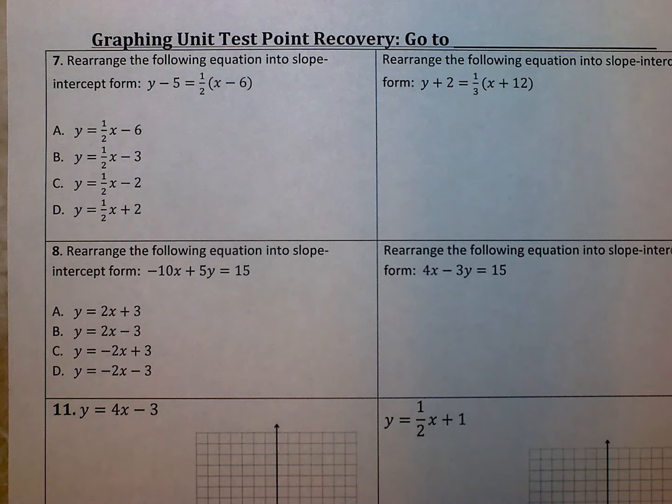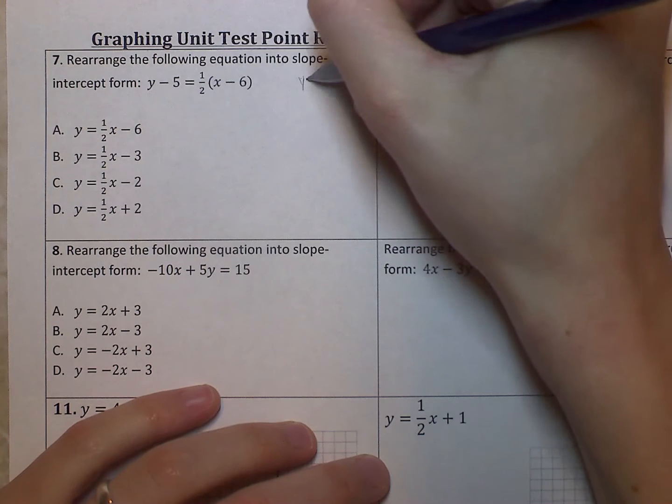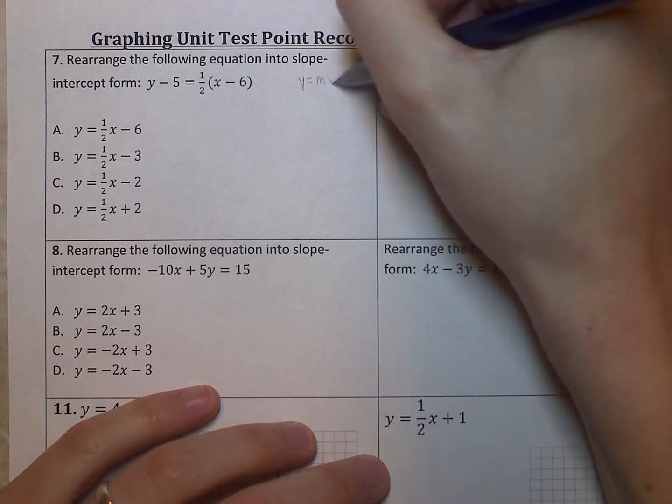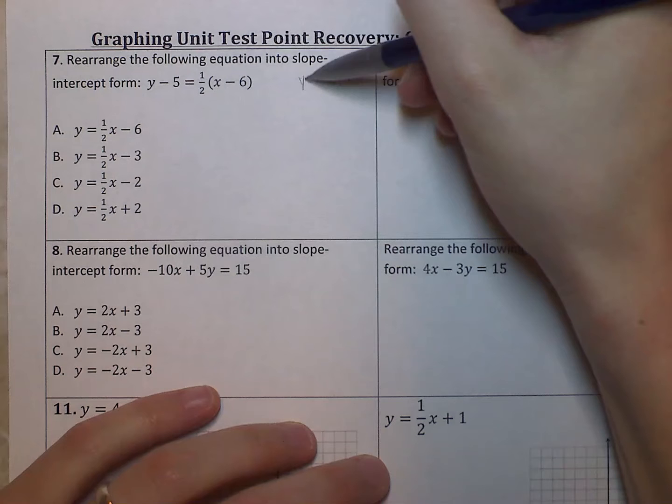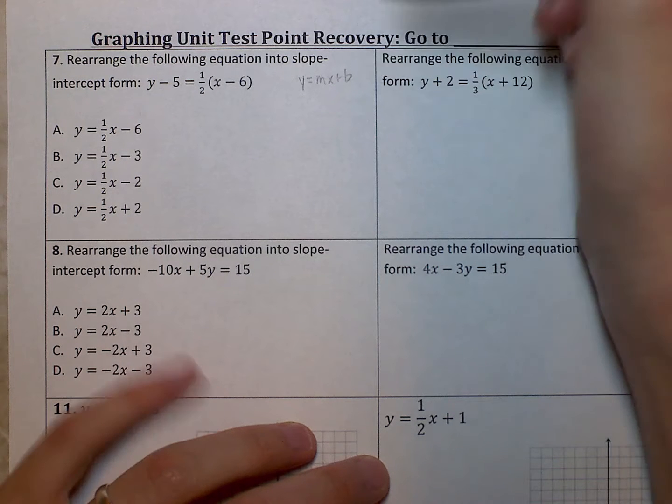Rearrange the following into slope-intercept form. Okay. So remember, slope-intercept form is like this. Y is by itself. X is being multiplied by a number, and then a number is being added as well.